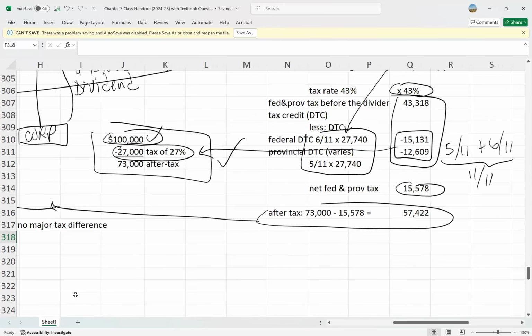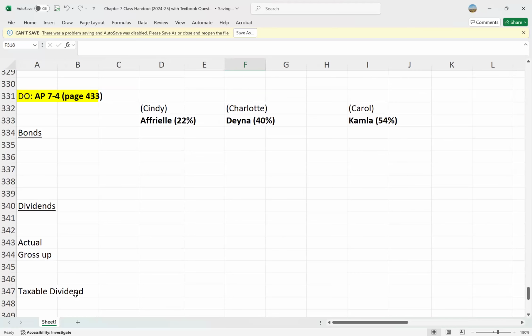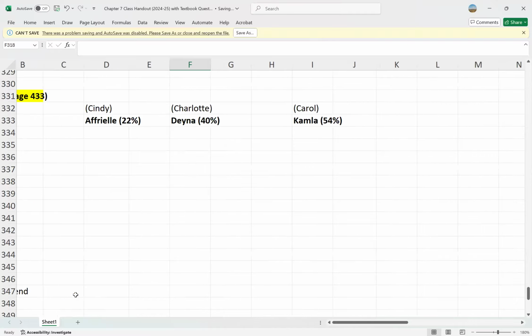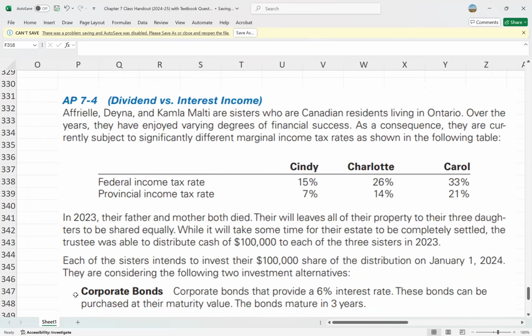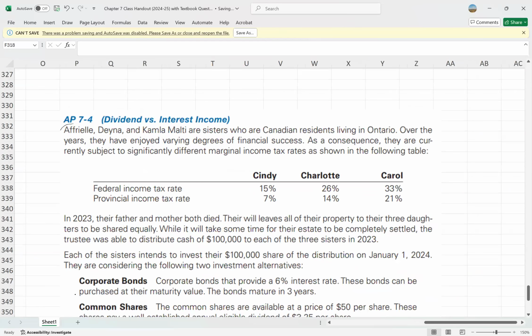What we're going to do then is go into this example here, assignment problem 7.4, and this is going to compare these three sisters and what their after-tax amounts will be if they decide to invest in bonds versus dividends. So let's have a look at this one here. If you notice here, they started talking about these three sisters, and then they changed the names down here. So we'll just use Cindy, Charlotte, and Carol.